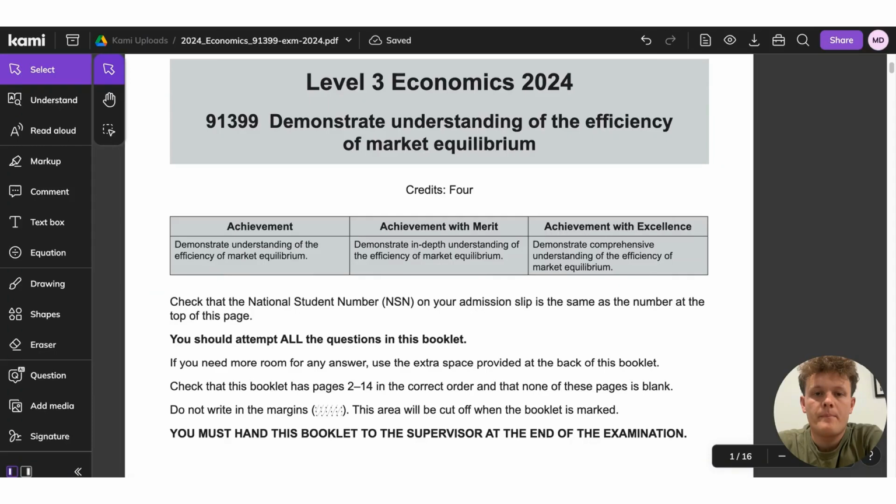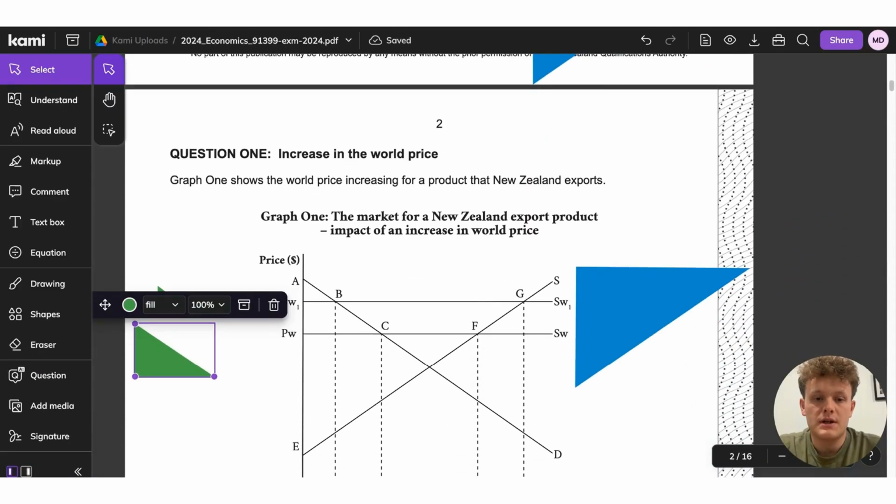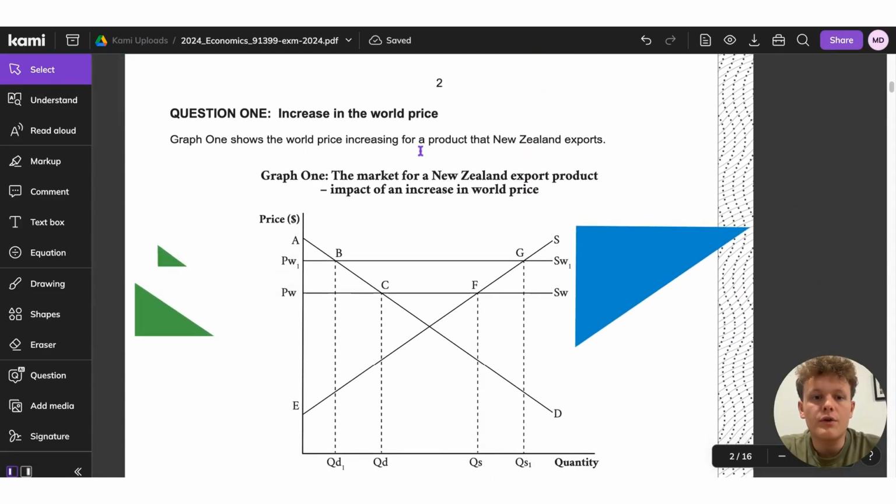Today we're going to look at paper 91399, which is a demonstrate understanding of the efficiency of market equilibrium, otherwise known as allocative efficiency. So let's get into question 1. Question 1, increase in the world price.